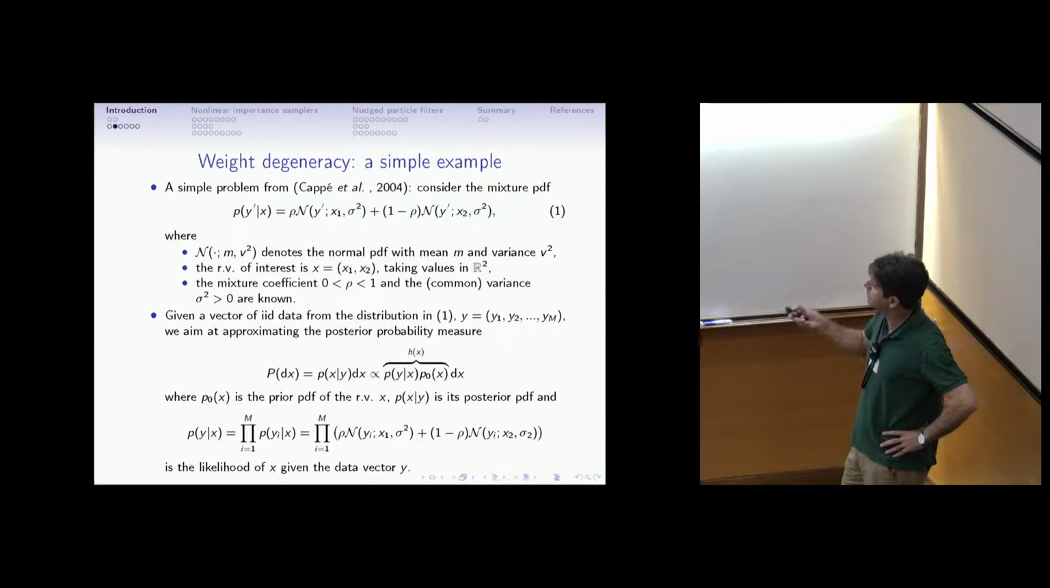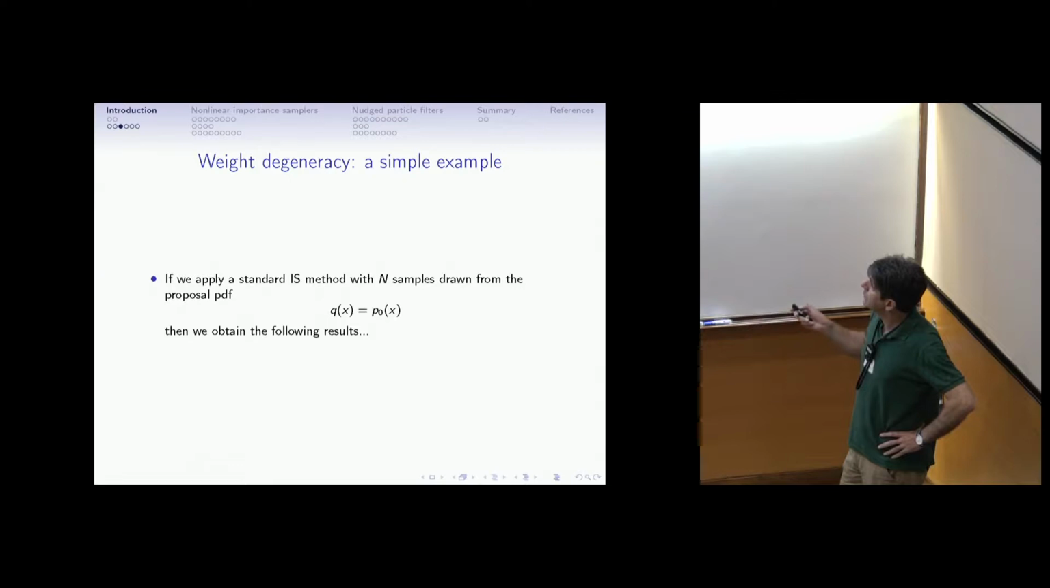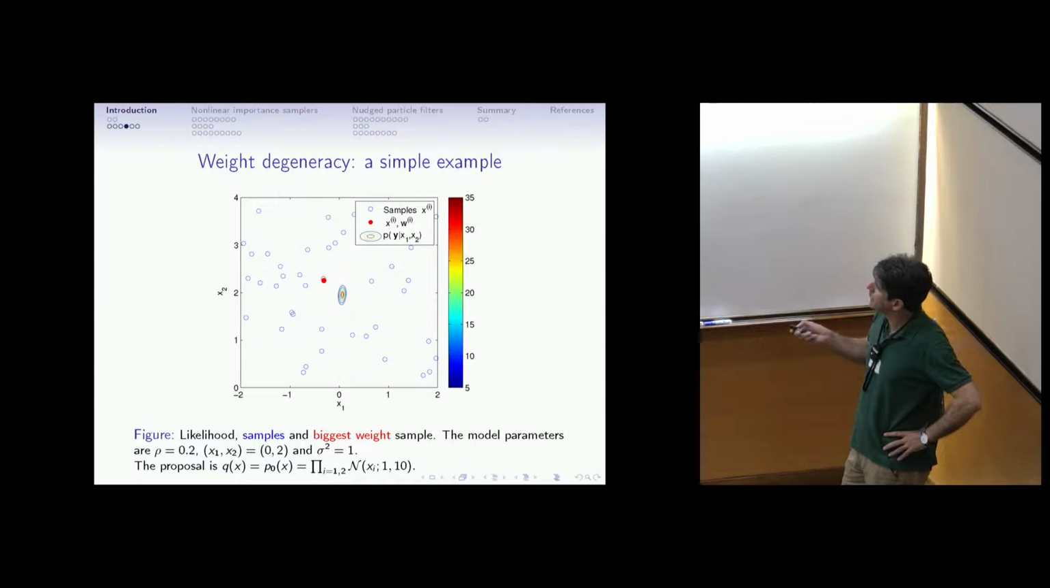So if I used the prior, which is going to be normal by the way, as a proposal, and I sample, I may obtain something like this. So this is my prior. I sample the two locations independently with variance 10, and this variance is 10 times bigger than the variance parameter in the mixture. Okay, so in that case, what you would obtain would be typically something like this.